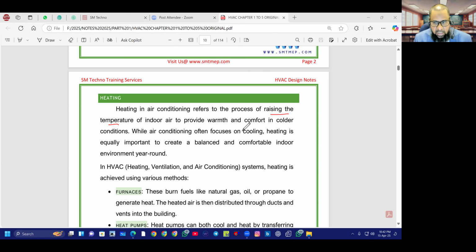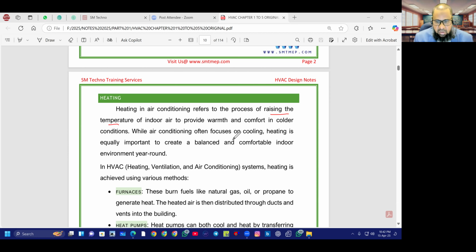And how to provide the heating? By increasing the temperature. And how to increase the temperature? With a different system like a resistance heater or a boiler, etc. That we'll discuss later. At this level, heating is what? Providing heat or increasing the temperature to maintain the standard temperature, or to increase the temperature in what? In winter condition or in cold condition.